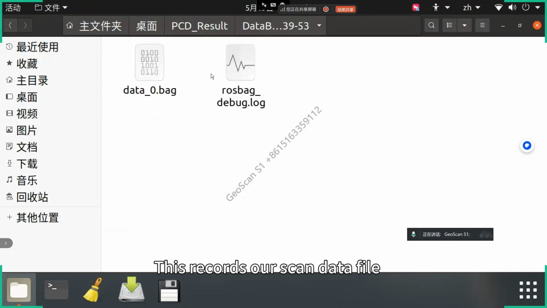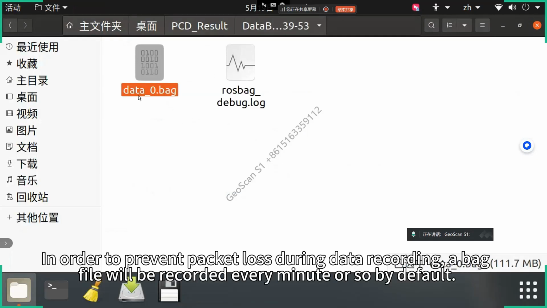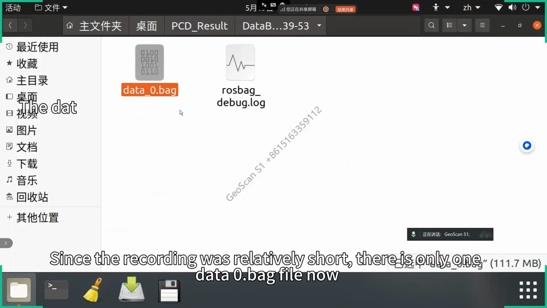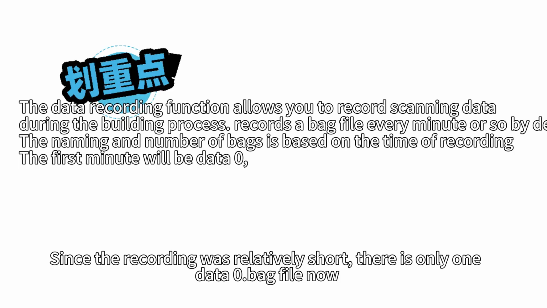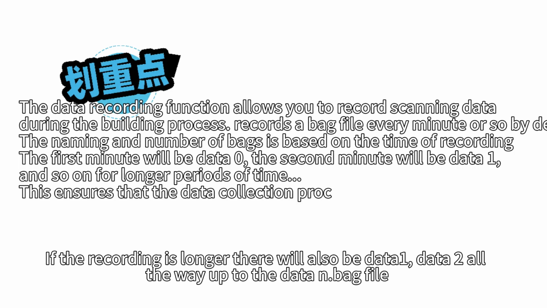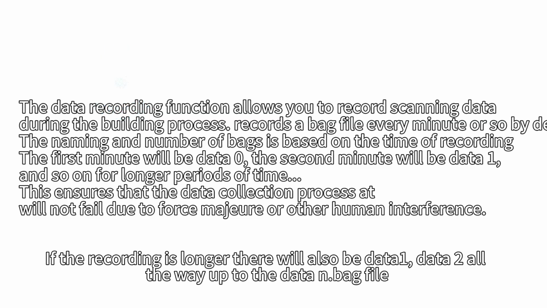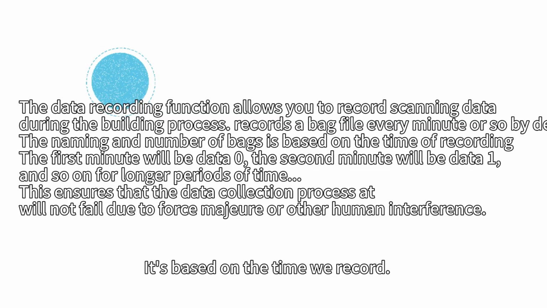This records our scanned data files. In order to prevent packet loss during data recording, a bag file will be recorded every minute or so by default. Since the recording was relatively short, there is only one data0 bag file now. If the recording is longer, there will also be data1, data2, all the way up to the data.m.bag file. It's based on the time we recorded.